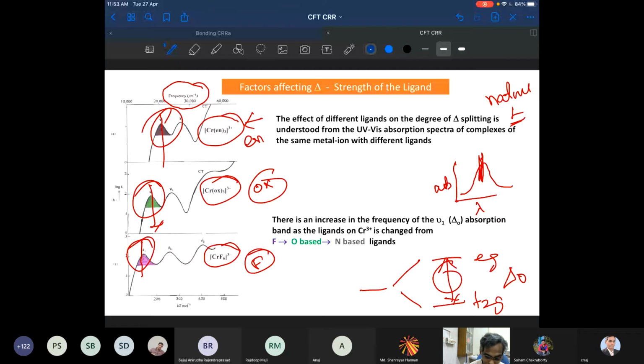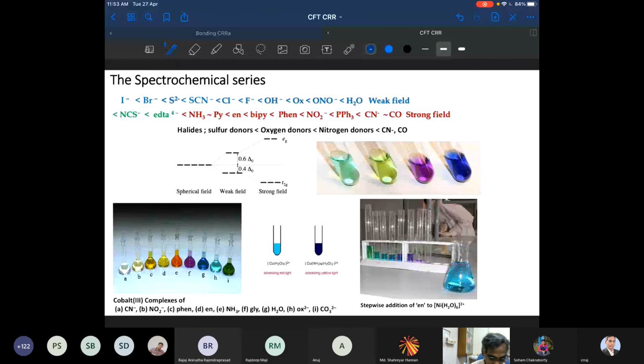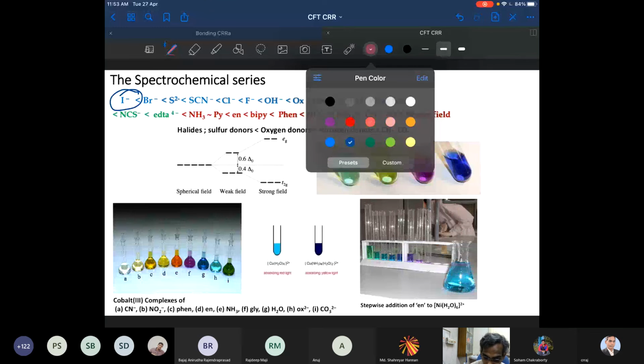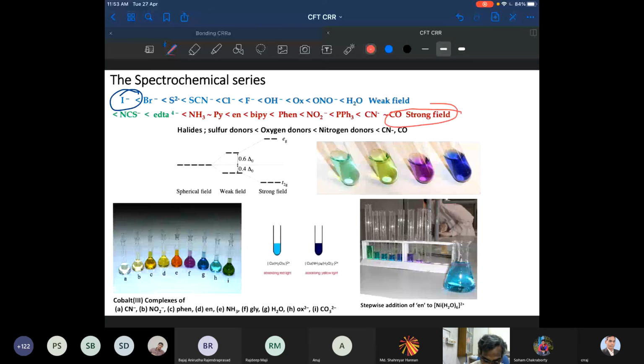Okay, now look here. I have put some pictures. Again, there's a delay. The spectrochemical series. I'm surprised whether the network is a problem or a Teams problem. Okay, now here you have your halides, and here you have your strong field carbon monoxide. This all I will explain later on, right? Halides, sulfur donor, oxygen donor, nitrogen donor, and CN minus and CO.